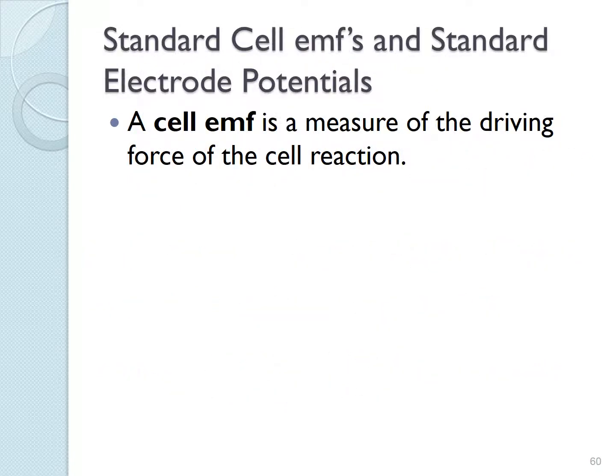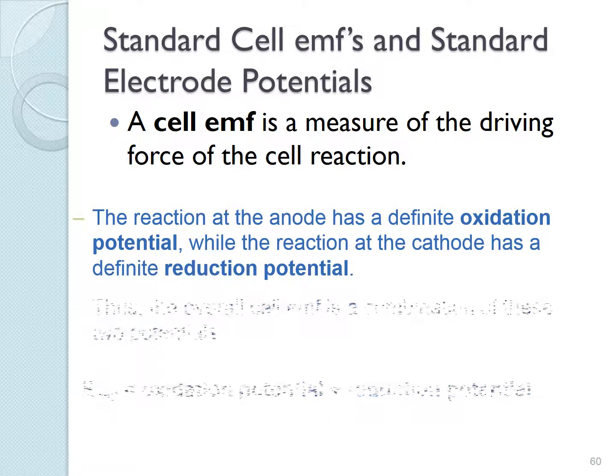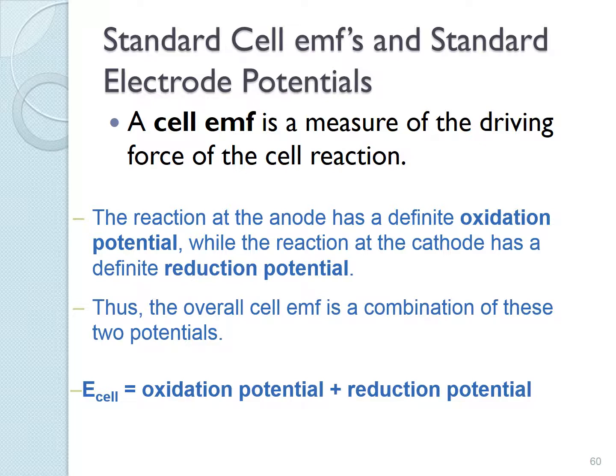So the cell EMF is a measure of this reaction. We know that the anode is the oxidation and the reaction at the cathode is the reduction. We can look these values up. And so the overall cell is actually a combination of the two potentials. So the E cell is the oxidation potential plus the reduction potential.